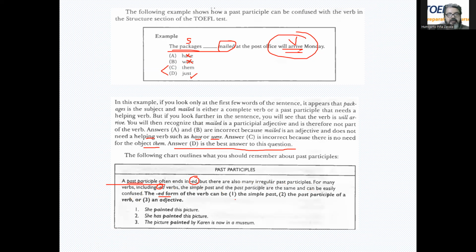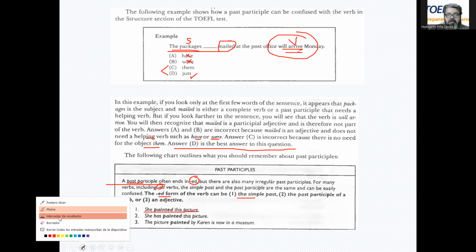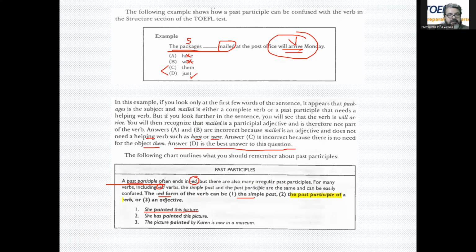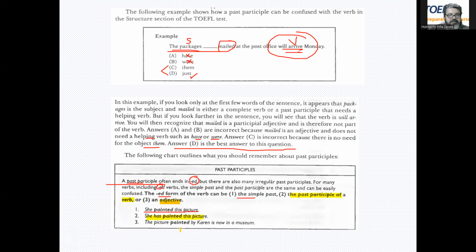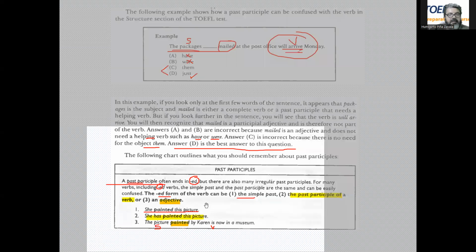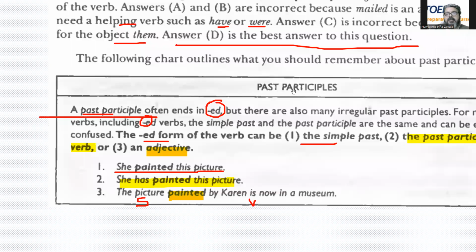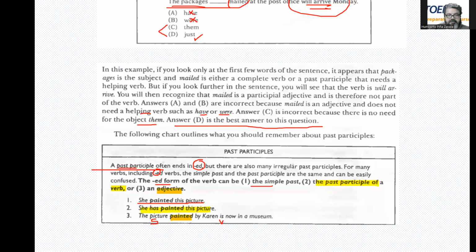The -ed form of the verb can be the simple past. For example, she painted this picture. It can be the past participle of a verb, like she has painted this picture. Or it could work as an adjective. You know? The picture painted by Karen is now in the museum. Right? The picture is the subject, and it is in a museum. So painted, a past participle in -ed, is really an adjective.